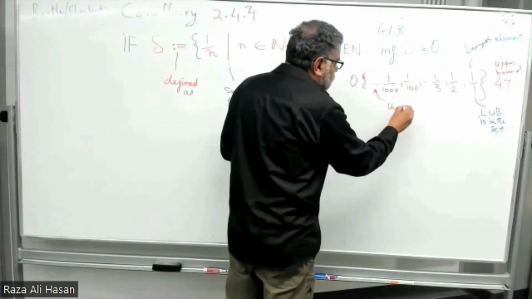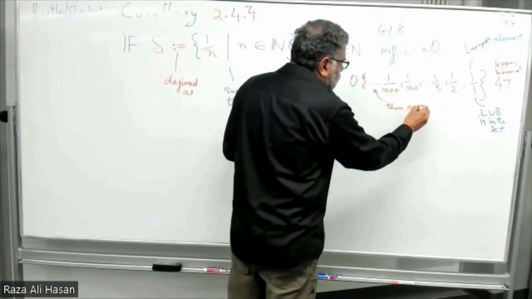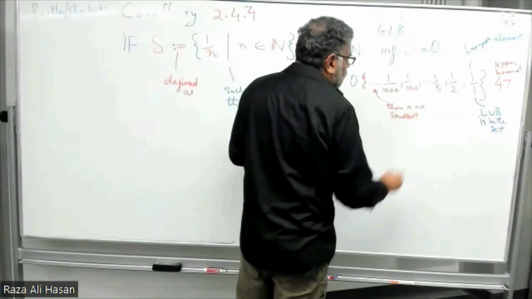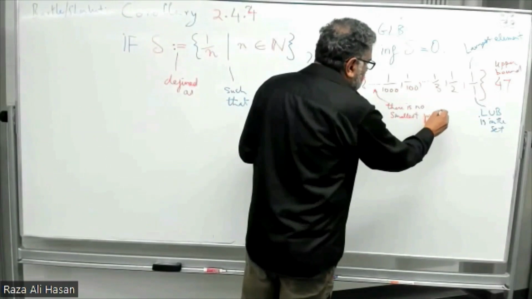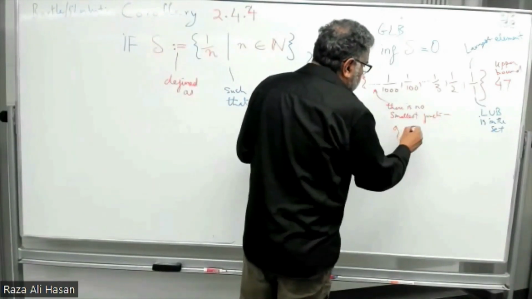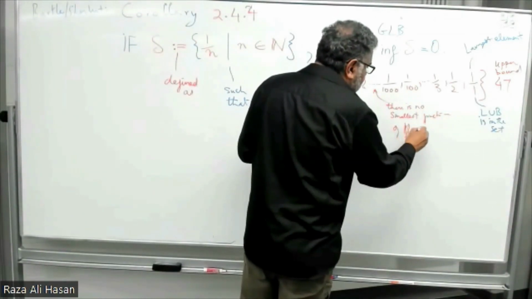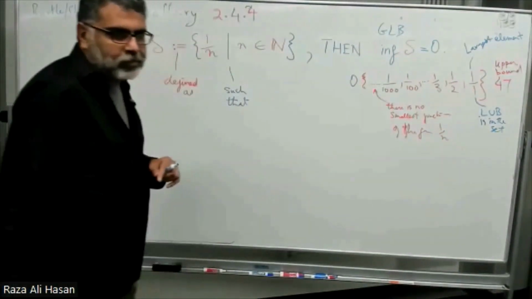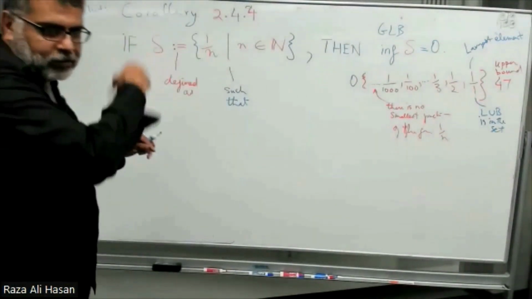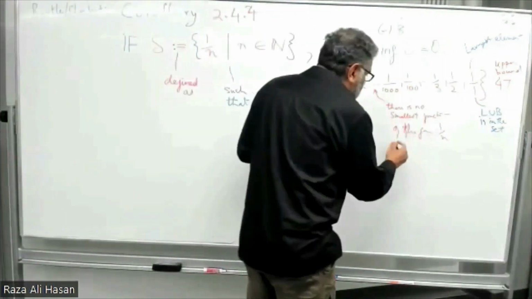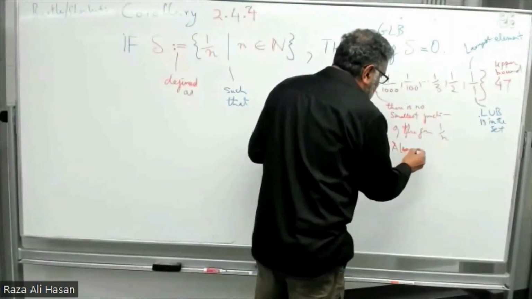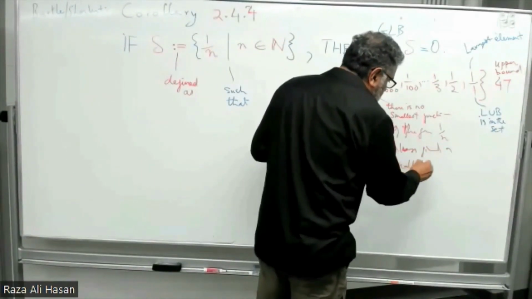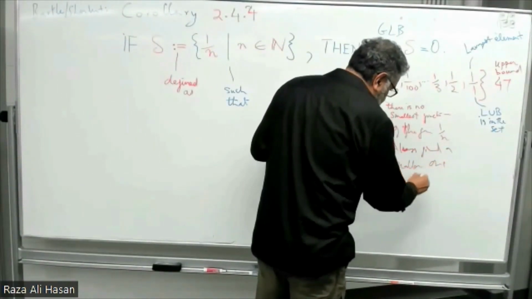And here, there is no smallest fraction of the form 1 over n. You'll always get a smaller one. Always find a smaller one to the left.